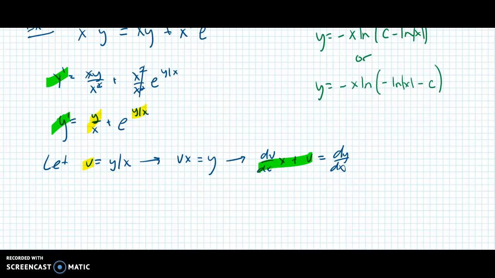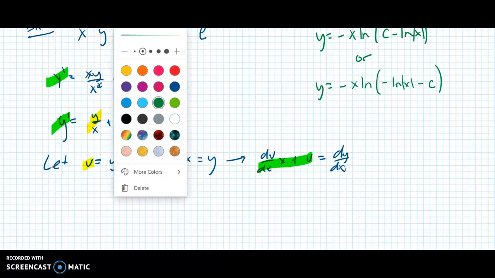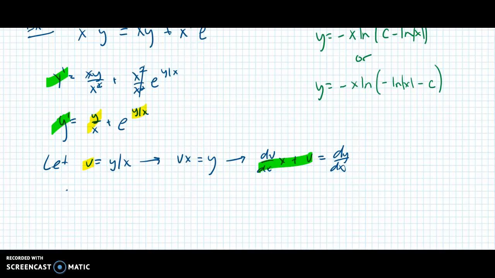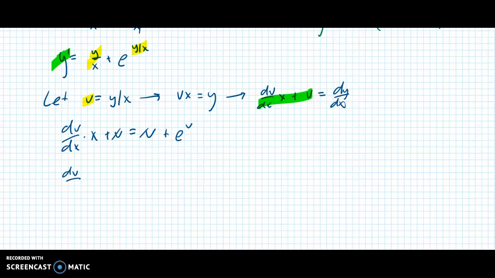So when I do that, I get dv/dx times x plus v equals, all right, let's do this sub, v. That's sweet, those guys are going to cancel, plus e to the v. Boom, boom. This gives me dv/dx times x equals e to the v.